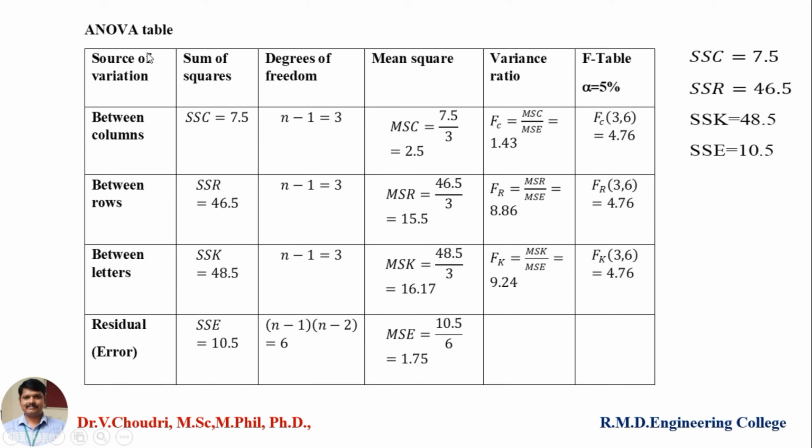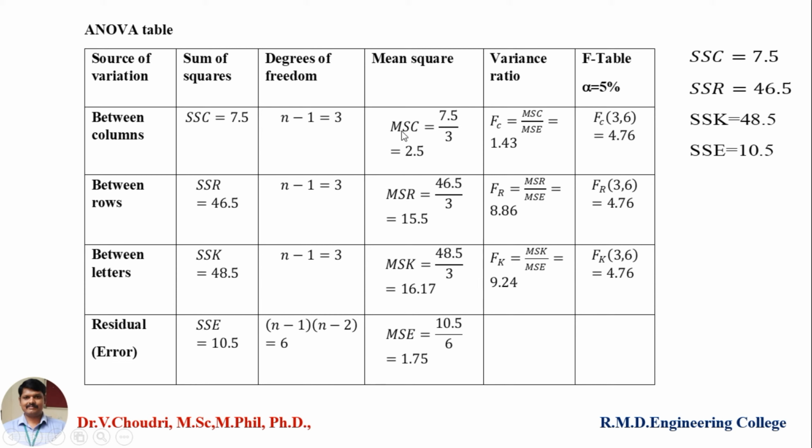Now the ANOVA table. Source of variation: between columns, between rows, between letters or between treatments, and error. See the sum of squares of columns 7.5, sum of squares of rows 46.5, sum of squares of treatment 48.5, sum of squares of error 10.5. Here, degrees of freedom. The n value is common because in the Latin square method both the columns and rows should be the same. So n minus 1 equals 3, 3, 3. And for SSE, n minus 1 into n minus 2, so 3 into 2 equals 6.